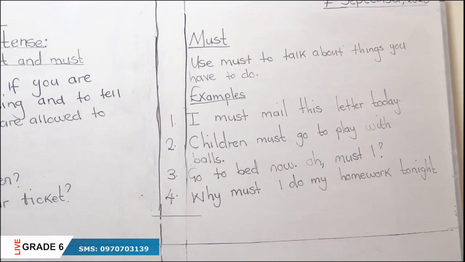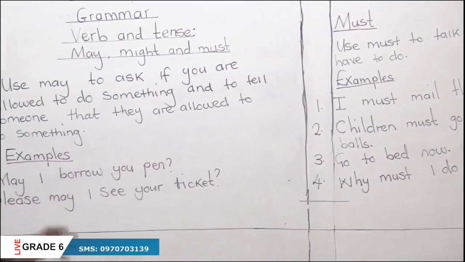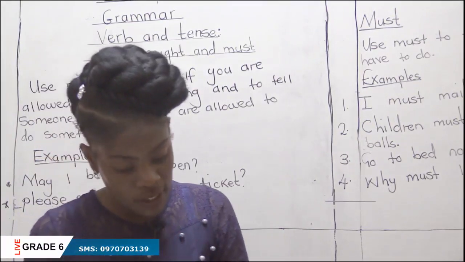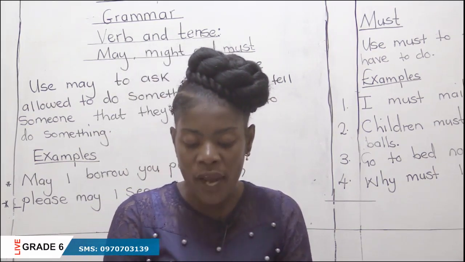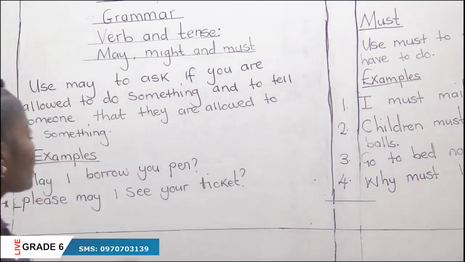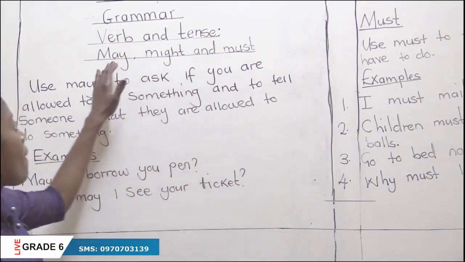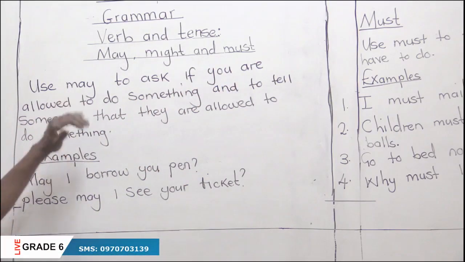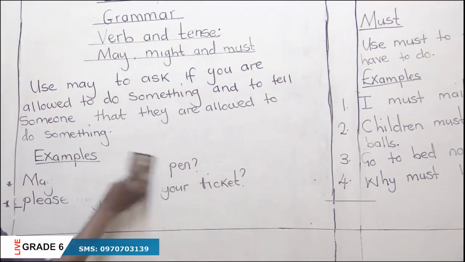Even this one, I need the 3rd one on how to use the word may, because I've said you use may if you are allowed to do something and to tell someone that they are allowed to do something. Boys and girls, if you've got any question, you can SMS me on this number, 0970703139. Remember, you're looking at verb and tense: may, might, and must. I've looked at how to use may and how to use must. I hope you have copied this.